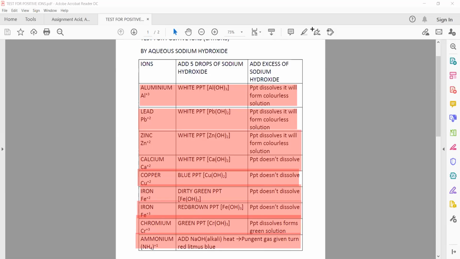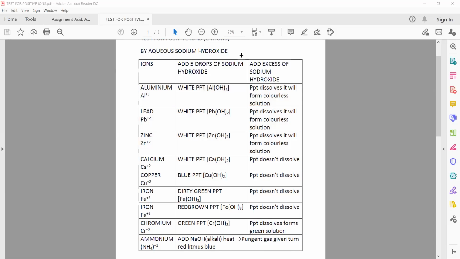I give you the reason: when you have an alkali with an ammonium salt, they will always give off ammonia. So whenever you want to test an ammonium ion, NH4+, you will add sodium hydroxide. When you add sodium hydroxide, it will give off a pungent gas, which will turn red litmus paper blue. And the gas which is released is ammonia. Chromium is +3.